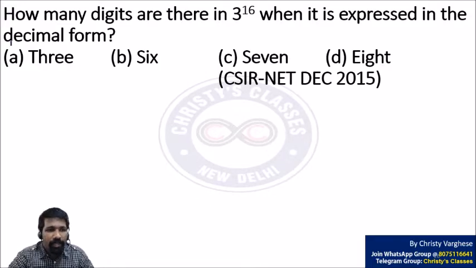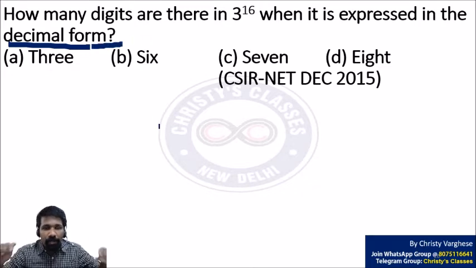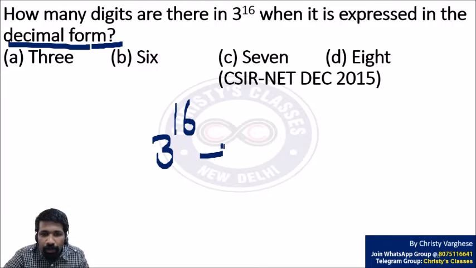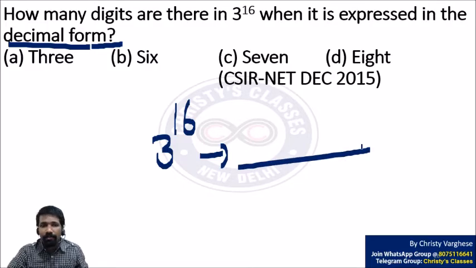First of all, you have to understand decimal form means normal form. Decimal form does not mean decimal point. Decimal form means the normal form of numbers in the decimal number system. That means 3 raised to 16 should be simplified to a normal number. That normal number will have how many digits?